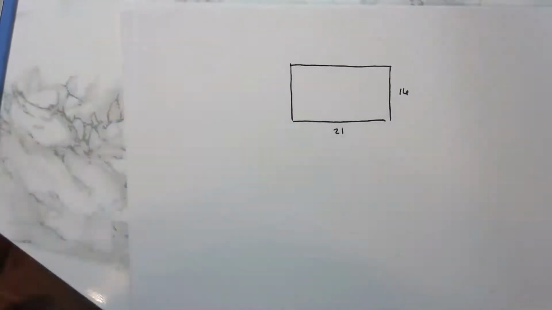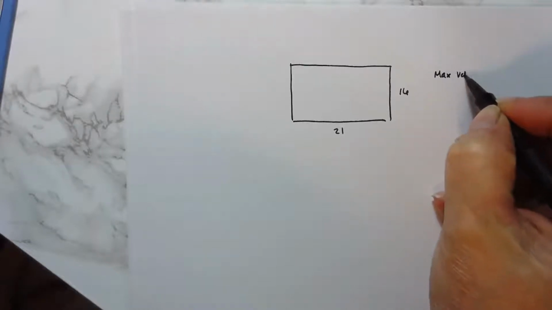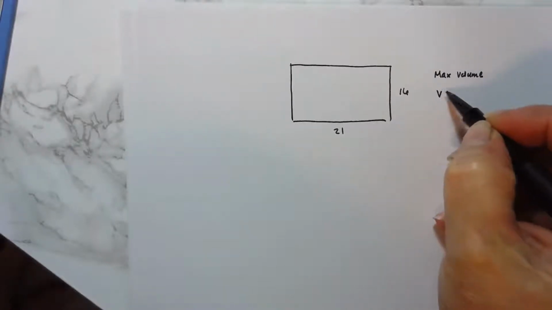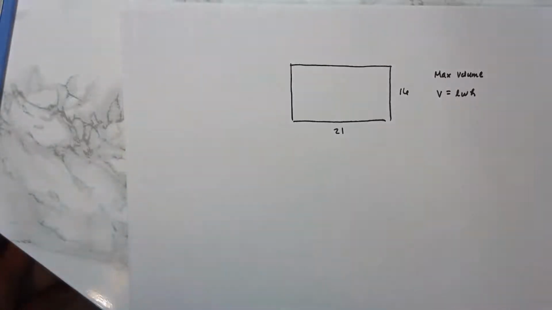All right, so they told us that we have a piece of cardboard that's 21 inches by 16 inches. And that's the best rectangle I can draw. And they want us to find the maximum volume. That's what I'm looking for. And I know that volume is equal to length times width times height. And I need my function to be in one variable. So I'm going to call it X because it just makes sense.